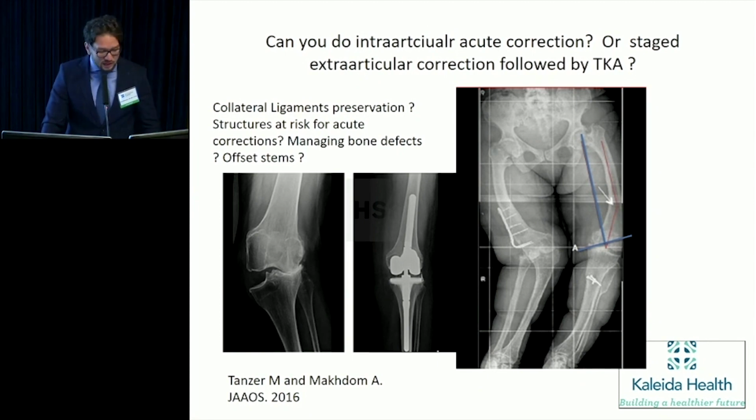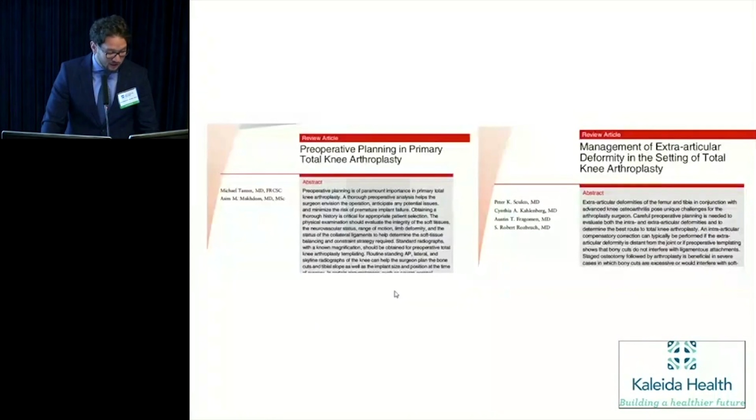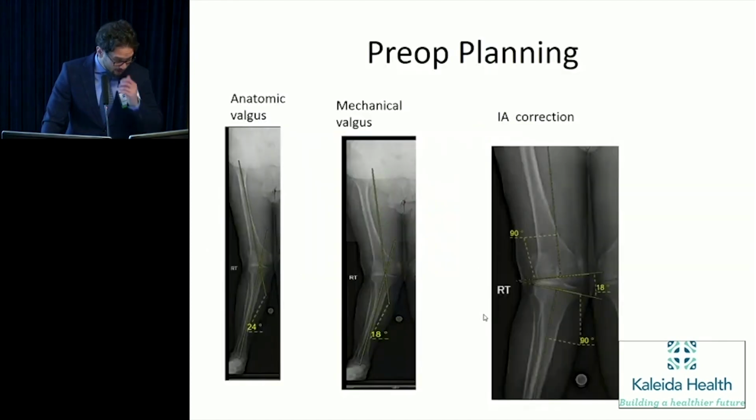As he said, ligament preservation, do you want to do it, but I think the strategy he mentioned should be written in a book, and it's much better than what we wrote, honestly. You want to know if you want to manage bone defects, offset stem, and that's based on the preoperative planning. Now, these two papers: this is a paper that talks generally about preoperative planning in knee replacement. And this one is more recently published, and I think they are both amazing papers.